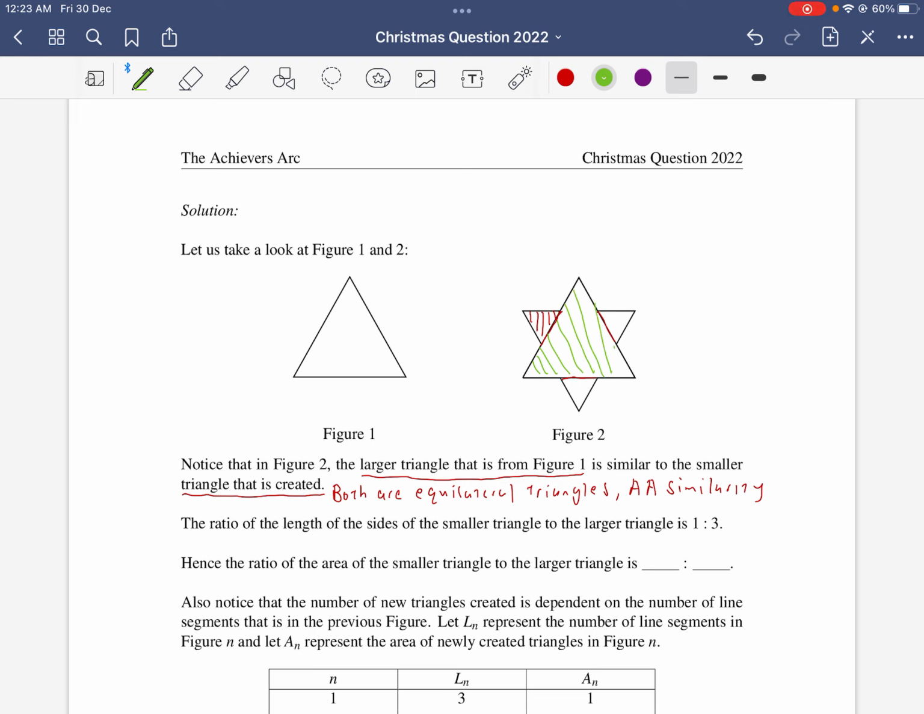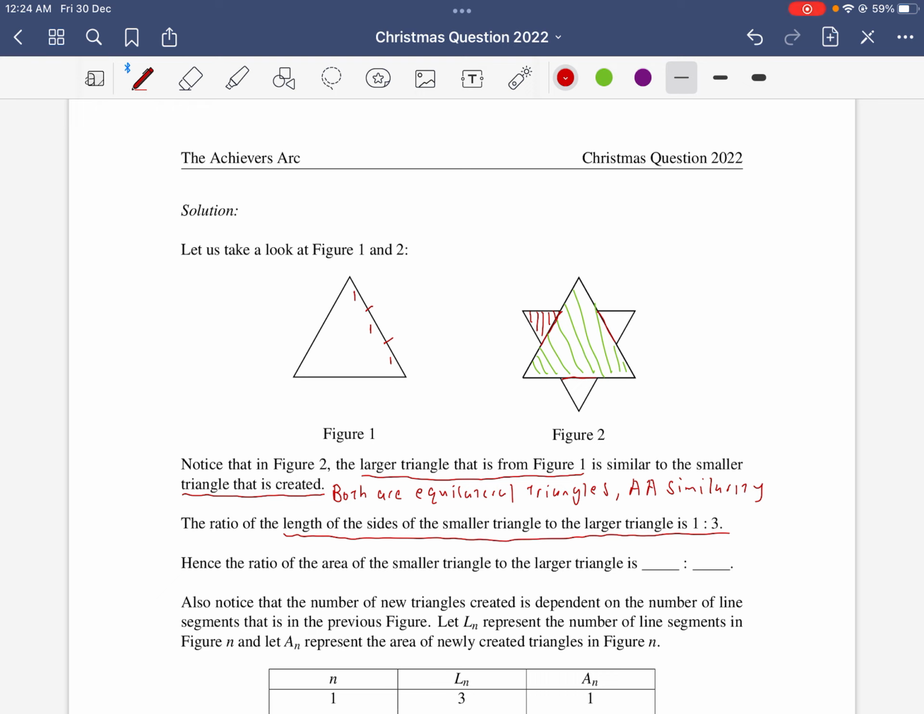That's highlighted in green. Now, we also notice one very important thing. The ratio of the length of the sides of the smaller triangle to the larger triangle is 1:3. Now, why is that so? Now remember, we divided them into equal segments. So each of them must be of 1 unit. And hence, since all the sides of an equilateral triangle are equal, the ratio of the length of the sides of the smaller triangle to the larger triangle is 1:3. So that is something that should be expected from the question.